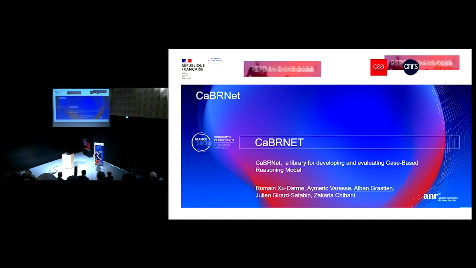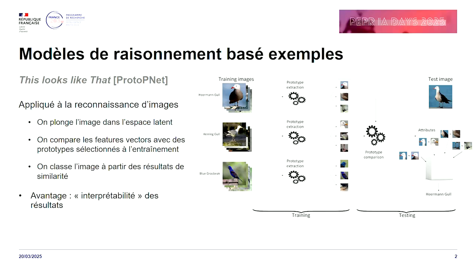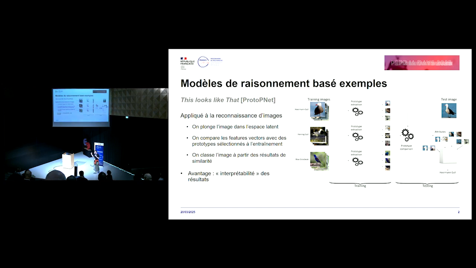So I'm presenting CaBRNet, which is a library that we are developing within CEA-List. CaBRNet is developed for image recognition, and so I guess it's important I start by explaining what we're trying to do. There is a bunch of algorithms for image recognition that are meant to be self-interpretable. By design, they should be able to explain their decisions, their classifications. It was introduced by the paper called This Looks Like That, which introduced the ProtoPNet algorithm.